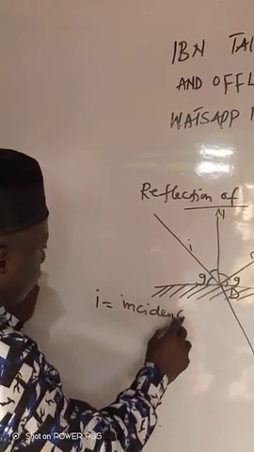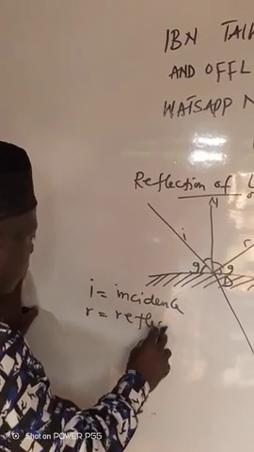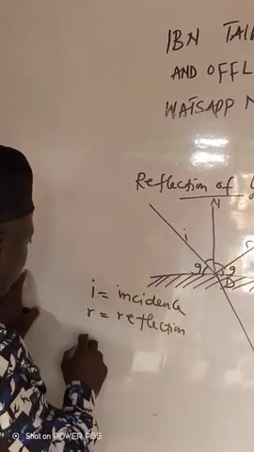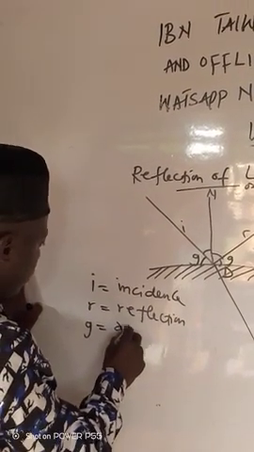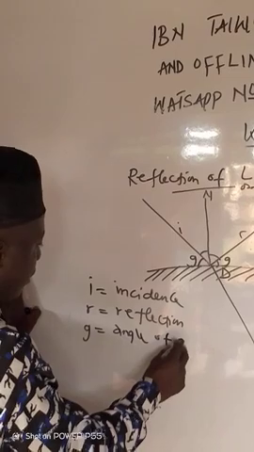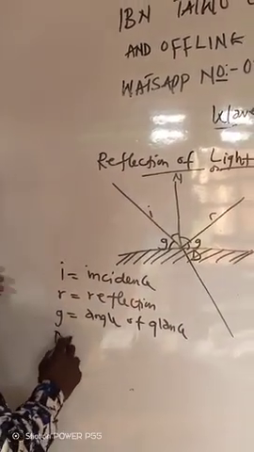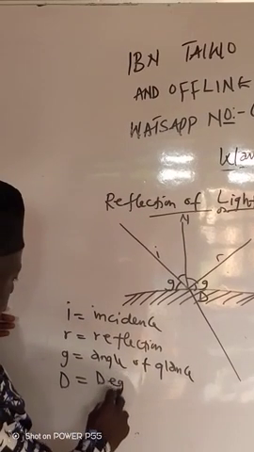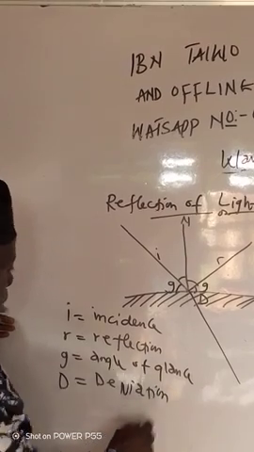Incidence. Angle of incidence. And R is the angle of reflection. G, the small letter, is the angle of glance. While the last one is the angle of deviation.